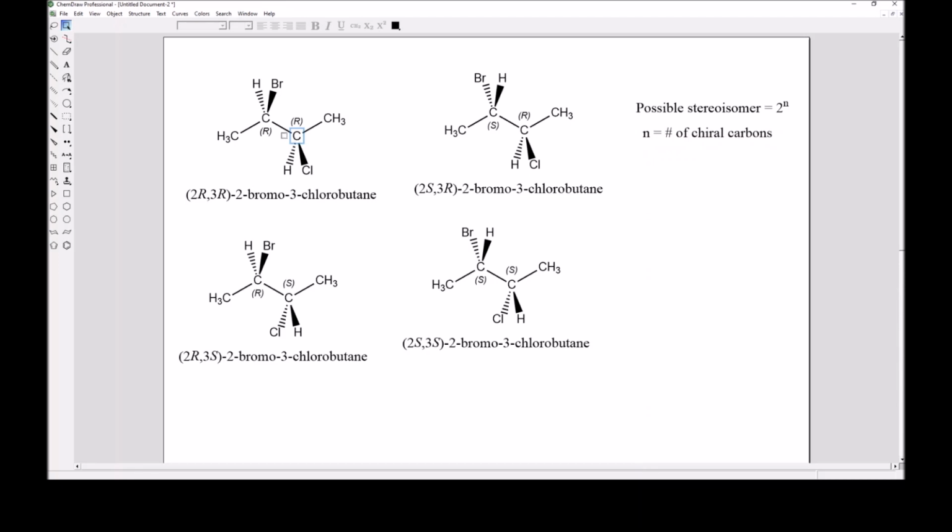So that means that if a molecule has 2 chiral carbons, then n is equal to 2, and 2 raised to the second power, you can pull out your calculator if you need to, but that's 4. And so I have my 4 possible stereoisomers right there.